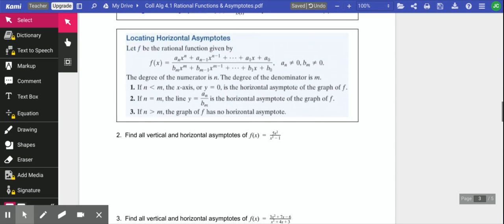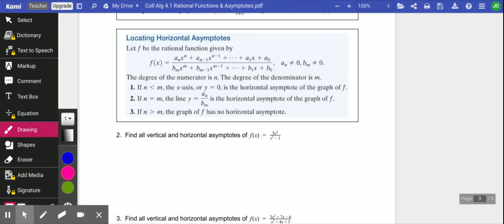So locating horizontal asymptotes. We have this function, okay? It's got a polynomial on top and a polynomial on bottom. This is kind of important. The degree of the numerator is n, and the degree of the denominator is m. So that's what the n and m stand for in this. So if we have a situation where the degree of the numerator is less than the degree of the denominator, then y equals 0 is the horizontal asymptote.